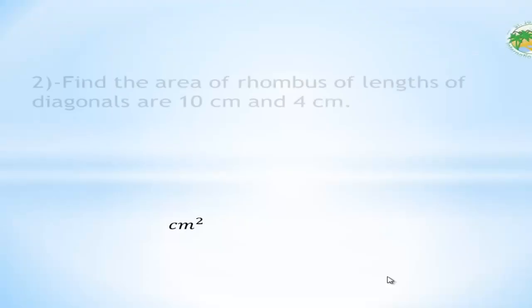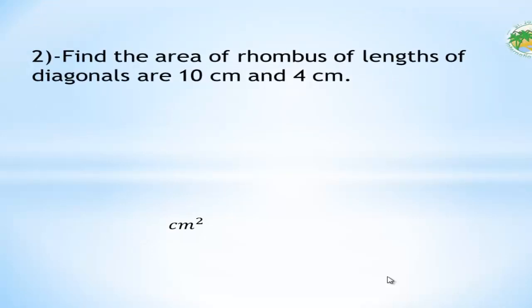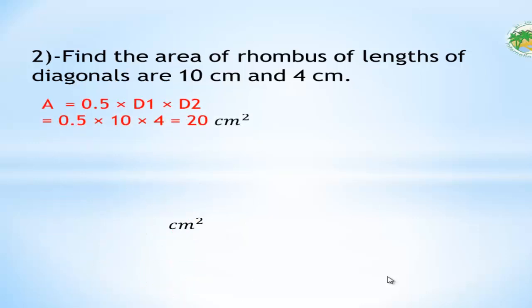Okay. Now question 2, find the area of rhombus if the lengths of the diagonals are 10 centimeter and 4 centimeter. It's a very easy question. Half time d1 time d2, half time 10 time 4 equals 20 centimeter square.